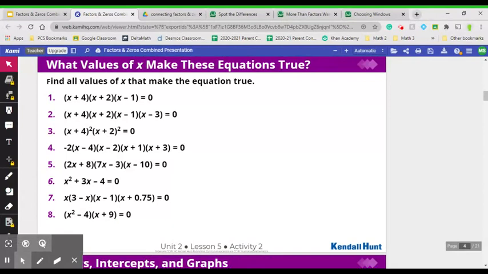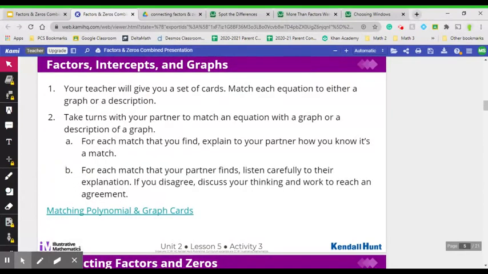So moving to our next part. If you were in class, we're going to be doing a matching activity, and I will post the cards that you're going to be matching. But basically, you're just trying to match an equation with a graph and use what we've talked about as far as looking for explanations of why you think one matches the other. And we're trying not to get too in depth with zeros and factors yet. You're just using your skills you already know about graphing to match them up.